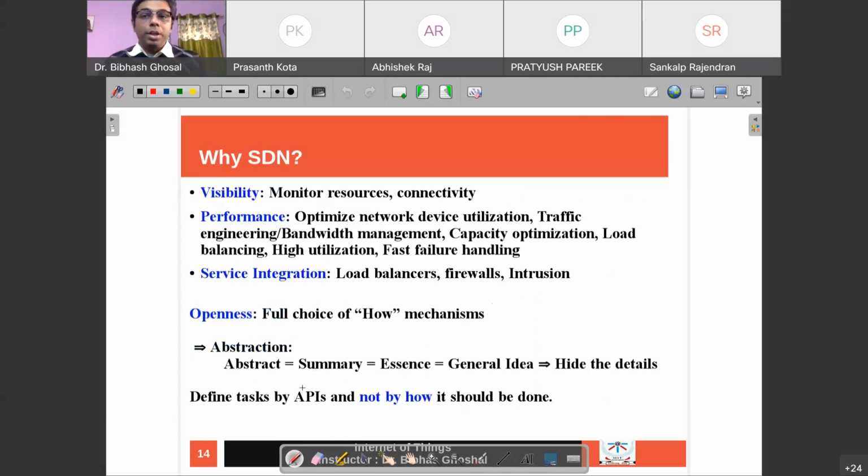Okay, so you increase visibility. You can look at how one network device is working. You can optimize its utilization, and you can balance the load if you require. So this is the idea behind, or the benefits of, using an SDN.